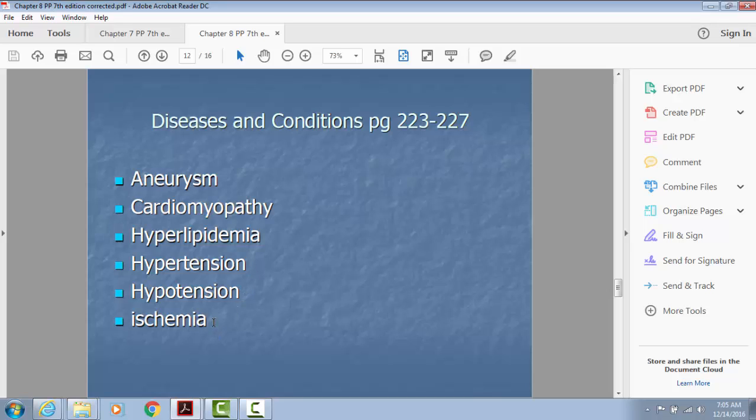And then ischemia. Ischemia is a local and temporary deficiency of blood supply to an organ or tissue due to a circulatory obstruction. So ischemia occurs when a patient's having a heart attack because there's a portion of the heart that's not being vascularized.